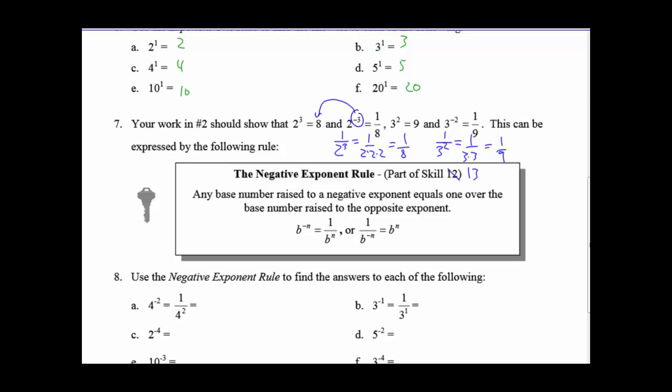Okay, any base number raised to a negative exponent equals 1 over the base number raised to that opposite exponent. In other words, when we take the reciprocal, we're going to lose that negative. We're not going to keep that negative on there. So if this were a to the negative 3, we're going to take the reciprocal of a, which is 1 over a, and then we're going to keep that exponent there. So 1 over a to the third.